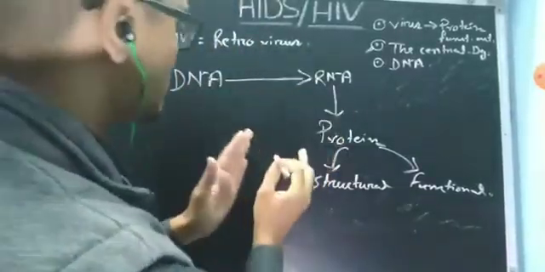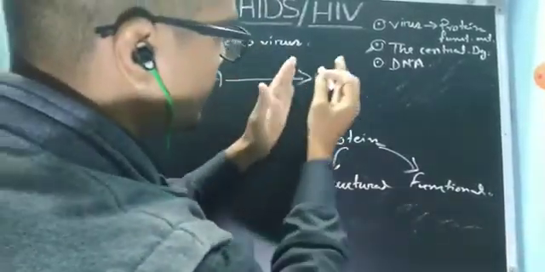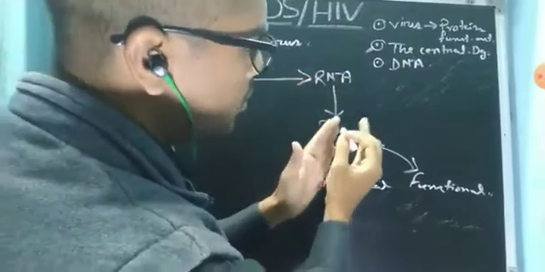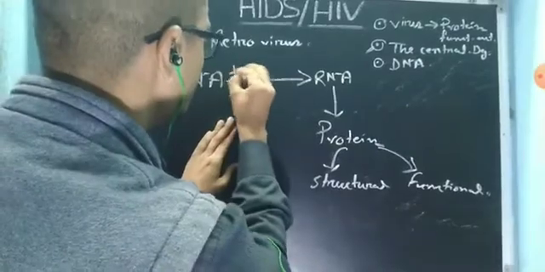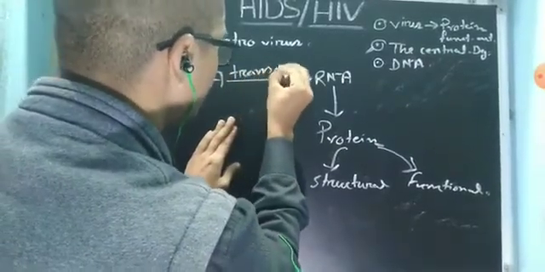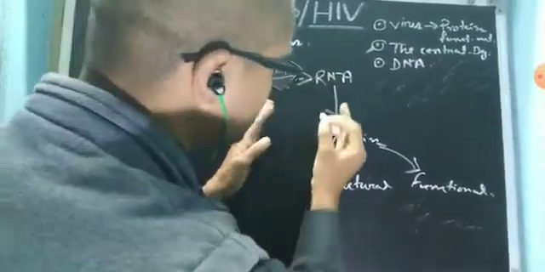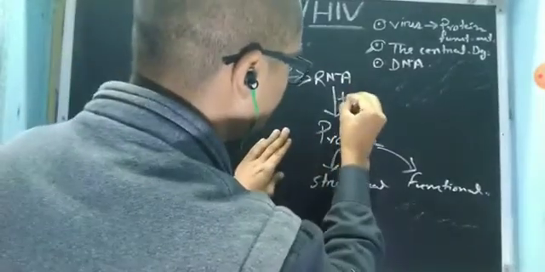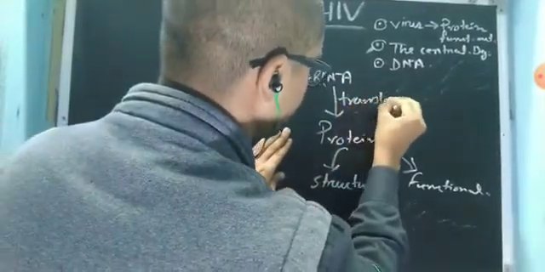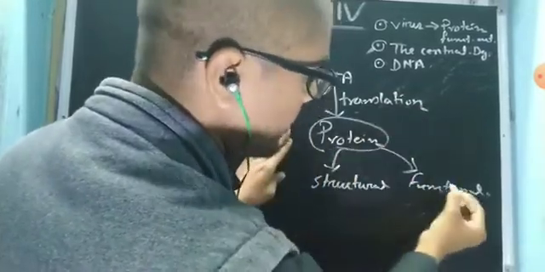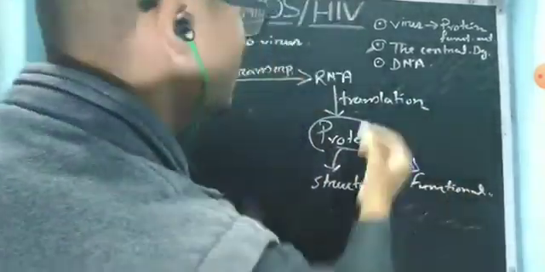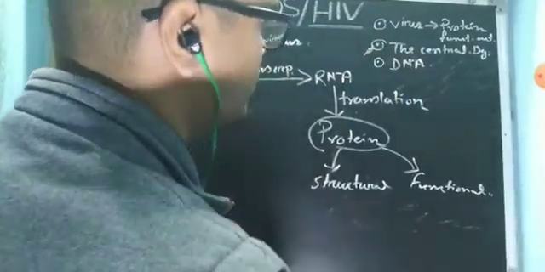Now, this is the process of central dogma. DNA will be transcribed into RNA and RNA will be translated into protein. The process through which DNA converts into RNA is known as transcription, and the process through which RNA converts into protein is known as translation. And protein may be of two types. One is the structural protein, the other one is the functional protein. This is the process of central dogma.